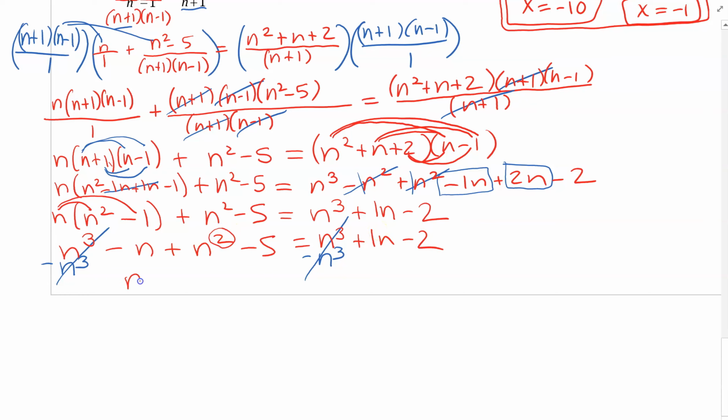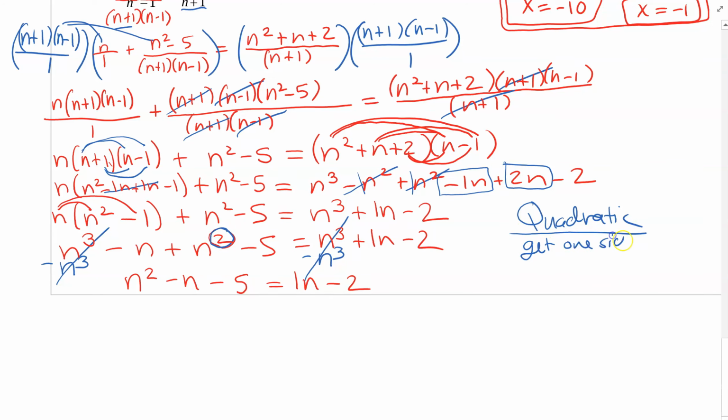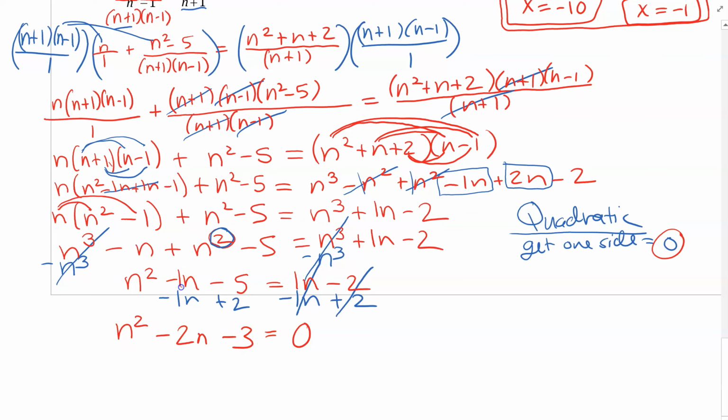Still a quadratic. So I have n squared minus n minus 5 on the left equals 1n minus 2 on the right. So again, it's quadratic. Game changer, right? Because the highest power of n was 2, that means we need to get one side equal to 0. So I'm going to subtract 1n from the other 1n and add 2 to the negative 5. These will then subtract to 0, leaving me with a 0 on one side, which is what I wanted all along. And then on the left, I have n squared minus 2n minus 3, because negative 1 minus 1 more is negative 2, and then negative 5 plus 2 is negative 3.